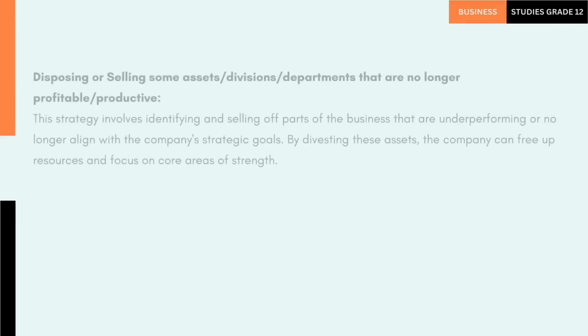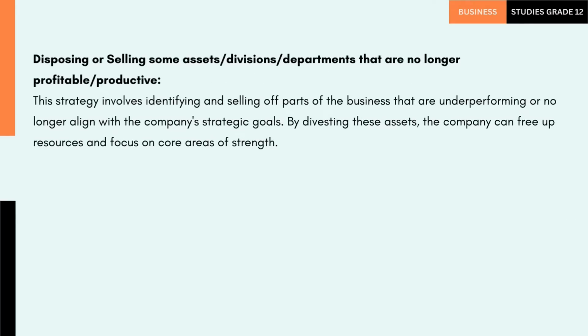It includes A. Disposing or selling some assets or divisions or departments that are no longer profitable or productive. This strategy involves identifying and selling off parts of the business that are underperforming or no longer align with the company's strategic goals. By divesting these assets, the company can free up resources and focus on core areas of strength.